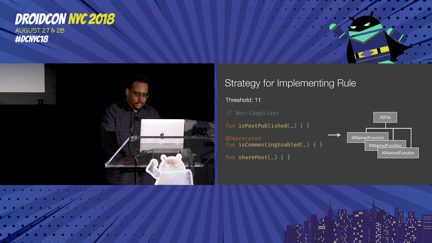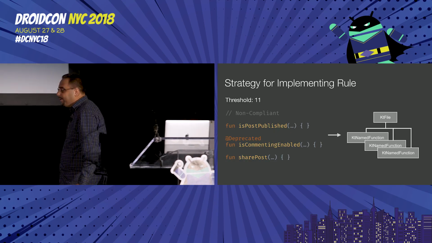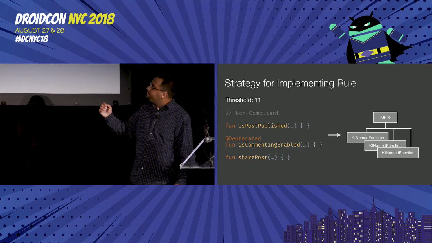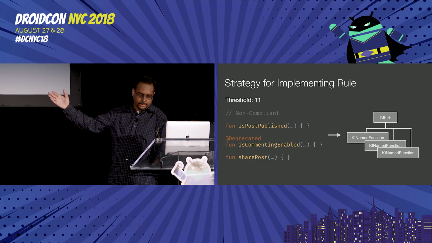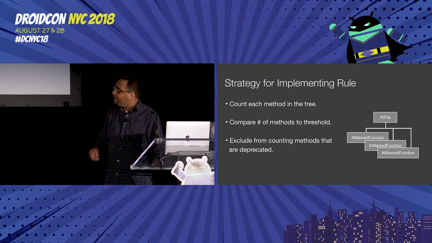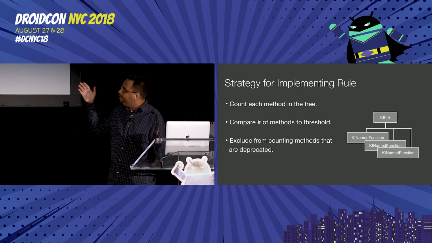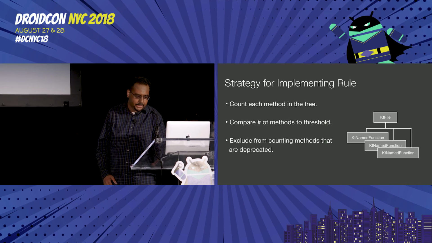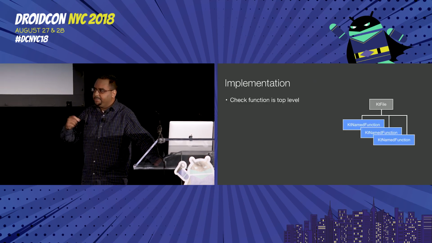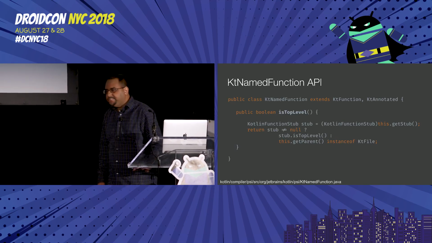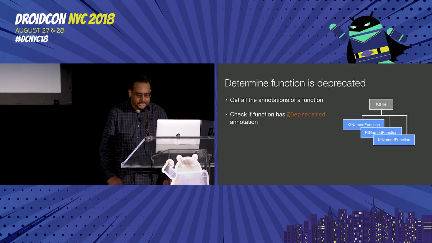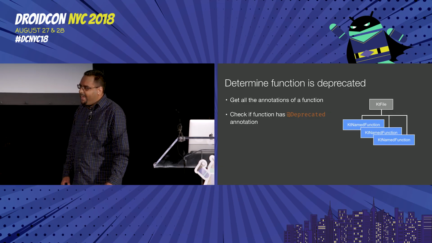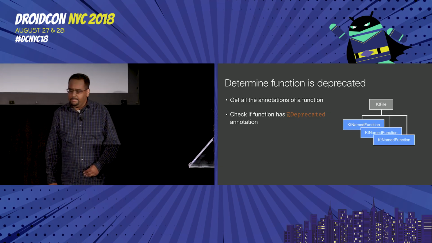So what is the strategy that we're going to use to implement this rule? This is the tree that's going to be for your Kotlin source file. The strategy is that we're going to count the number of function nodes that you have, and compare that against the threshold, the limit that you want to set. So I want to find out, is the method a top-level method? I'm going to use the KtNamedFunction API, which provides me with that information. The next thing that I need to check: do you have an @Deprecated? Are you using that on your method?